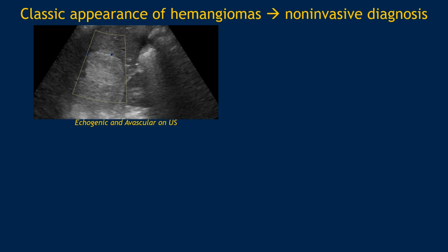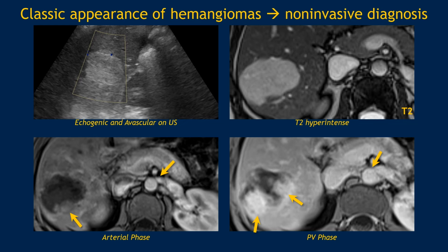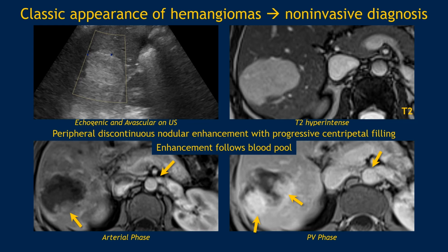So the classic imaging appearance of a hemangioma is that first, it's a non-invasive diagnosis. Let's start with that. The classic imaging appearance: echogenic and avascular on ultrasound, T2 hyperintense, and in arterial and portal venous phase, you can see progressive peripheral nodular enhancement, which is centripetal. Enhancement follows the blood pool, so you can compare it to the aorta on each sequence, and those nodular areas should have enhancement identical to the aorta.